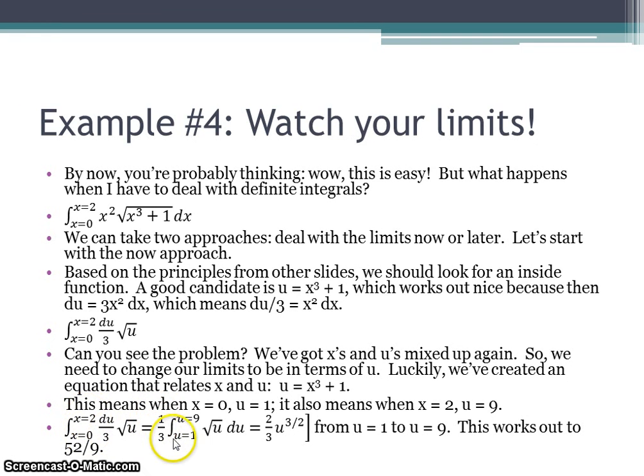We do the integral from u is equal to 1 to u is equal to 9 of 1/3 times the square root of u du. That antiderivative is 2/9 u to the 3/2, which runs from u equals 1 to u equals 9, and this works out to 52/9 when you work that out.